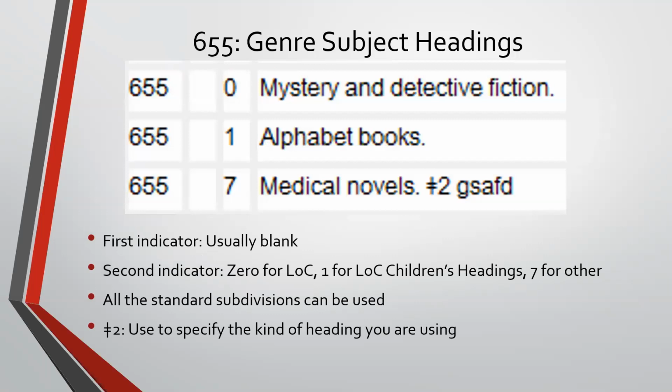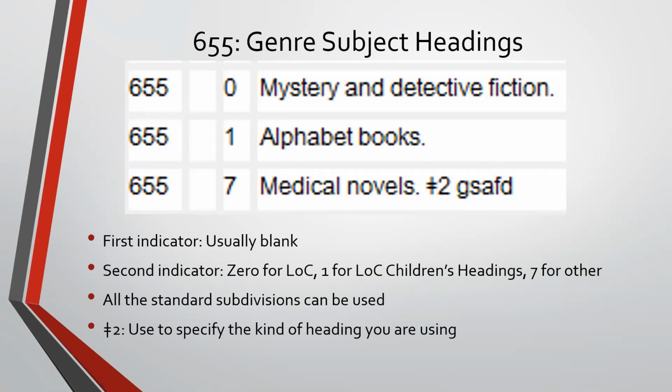In the 655, you have some subject genre headings, the different kinds of indicators. Here we have Z0 for Library of Congress, Library of Congress Children heading, and 7 for others. And a subfield 2 to describe them, which thesaurus you're using. So the Getty Art and Architectural Thesaurus uses the subfield 2 AAT.